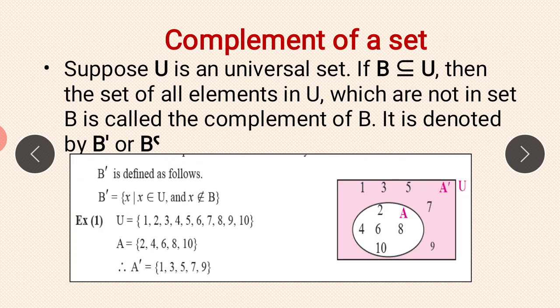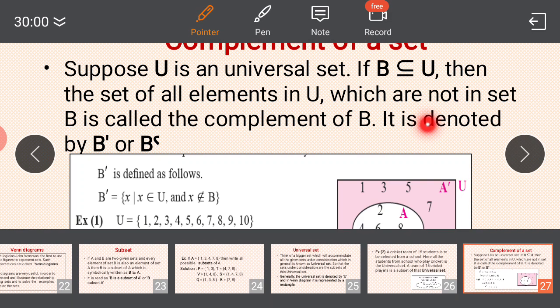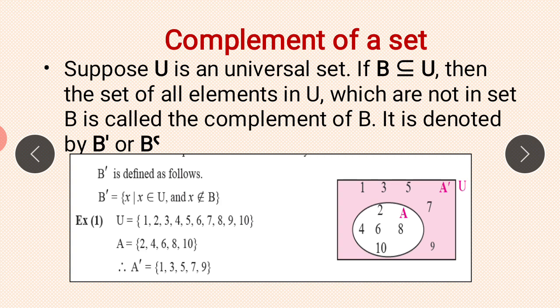Next one, complement of a set. Let U be a universal set and B be a subset of U. If B is a subset of the universal set, then the set of all elements in the universal set which are not in set B is called the complement of the set. It is denoted by B complement, like this one.